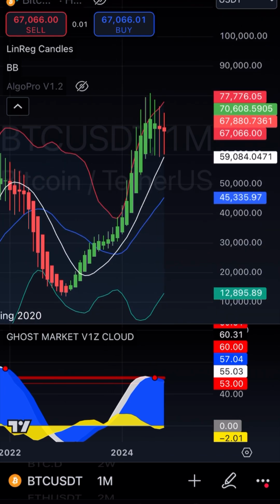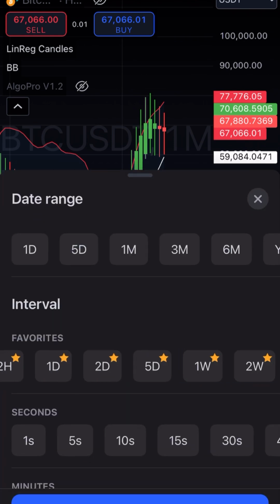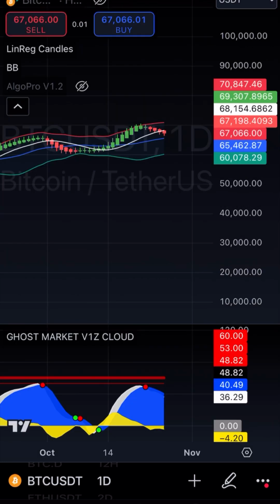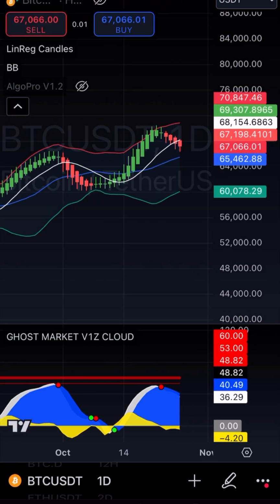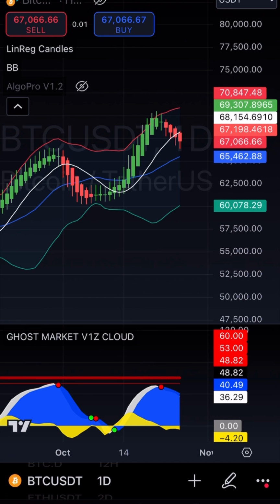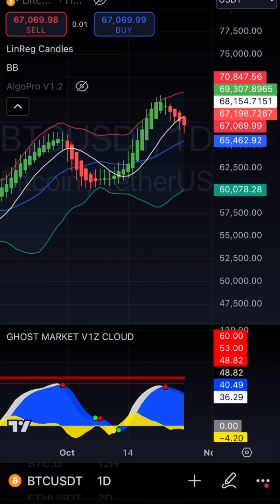Look at the monthly and see if you can find a green dot for bullish or a red dot for bearish. And once you find it on the monthly, go to your daily, and then you'll know exactly. It has to match with the monthly, and then it should be more accurate. But anyway, this is a very profitable strategy if you want to dollar cost average into the market.